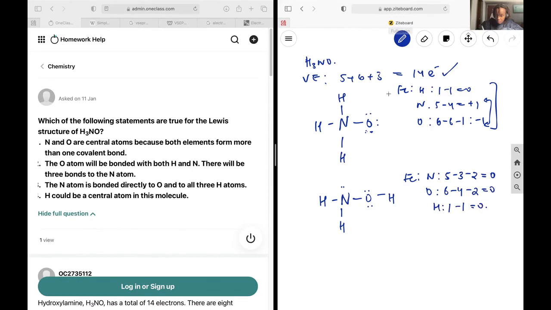You can also double check that you haven't messed up the electrons. I have 2, 4, 6, 8, 10, 12, 14. And so this is going to be the best structure here.